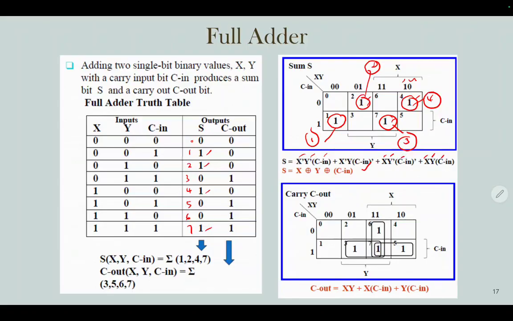So this can be represented by two XOR gates for the sum of the full adder, and carry out can be represented by this equation, XY plus X C in plus Y C in. Basically, if you place these in the Karnaugh map, it's number 3, number 5, number 6, number 7. So you can do grouping and read the equation for C out.